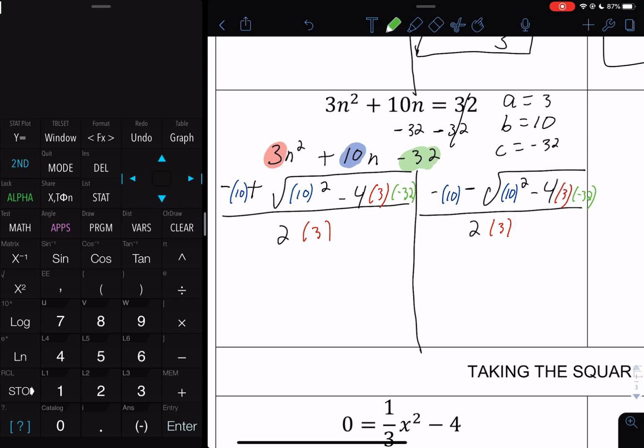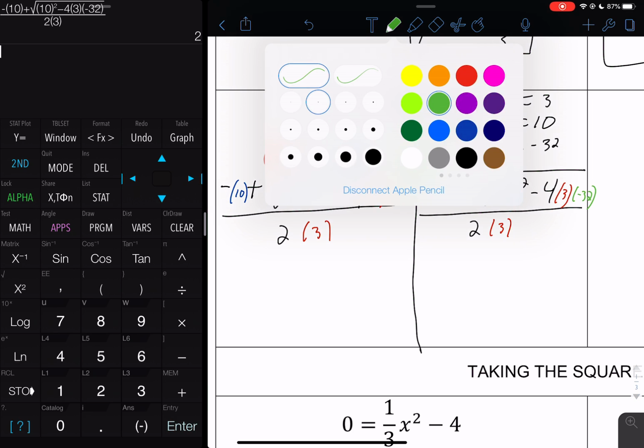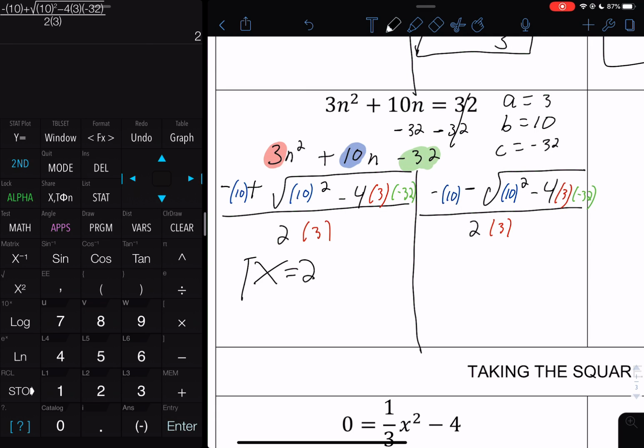So go to your calculator now. Alpha, y equal enter, negative parenthesis 10 close parenthesis plus the square root of parenthesis 10 close parenthesis square minus 4 parenthesis 3 close parenthesis parenthesis negative 32 close parenthesis everything over 2 parenthesis 3 close parenthesis. You press enter and your first x-intercept is at x equals 2. That should be black. Let me write it in black. X equals 2. So this is my first x-intercept.